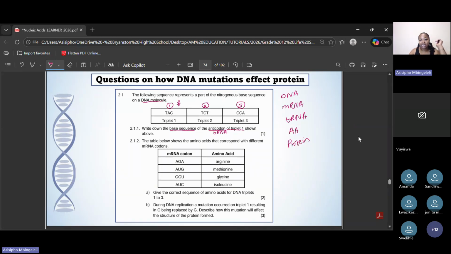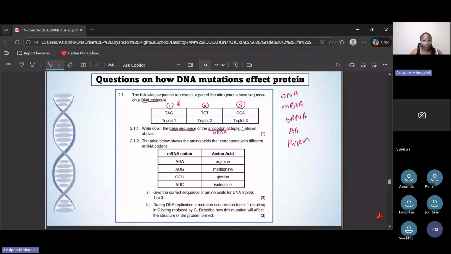I need someone to give me the anticodons. Amanda? Amanda, please give me the anticodons. Okay, Jonita? Jonita, please give us the anticodons. Okay, guys, I'm not moving. Anyone can unmute and give us the anticodon. I'm not moving. If people are quiet, I'm not giving everyone answers.